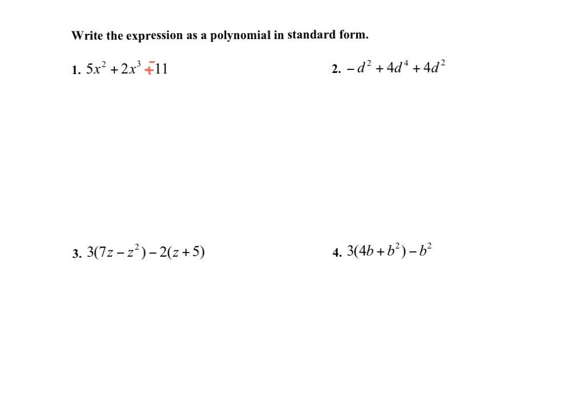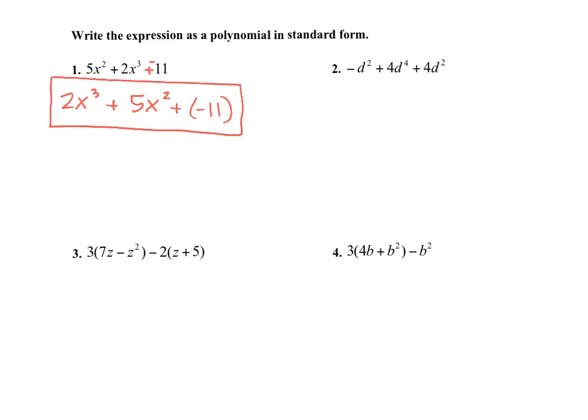So all I need to do is take a look at those exponents and put them in order from greatest to least. So this would be 2x to the third power plus 5x squared plus negative 11. Constants always go at the end, and that would be standard form. Again, I'm not looking at the coefficient. I am just focusing on the exponent when I write this in standard form.